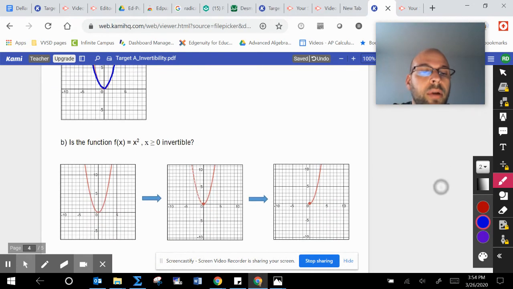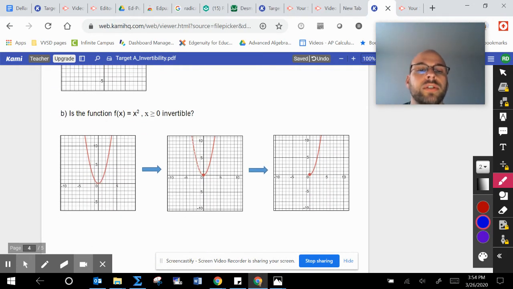However, if you take a look at my part B, is the function f of x equals x squared where x is greater than or equal to 0. So if you look at this piece, I'm now restricting the domain. I'm saying I don't want to look at the whole graph. I just want to look at a chunk of it. So here is my original graph on the left. And I've kind of showed the progression of, I don't want to even look at the left side of it.